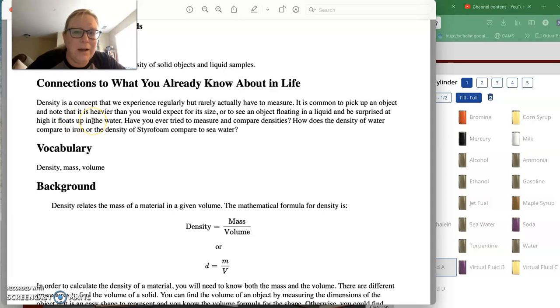Look at how it floats up in water. I feel like there's a typo there somewhere.